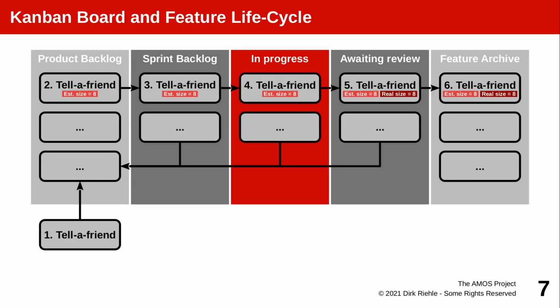You can see here how things move through the project board on GitHub, a Kanban board. Awaiting review, here is the column that the product owner takes the features for review of and asks developers to demo them. There they get the real size in addition to the estimated size, so we use tags here, and if it was done, it's moved into the feature archive. If it was not done, it's moved back to the product backlog, which means that it will go through another planning cycle.